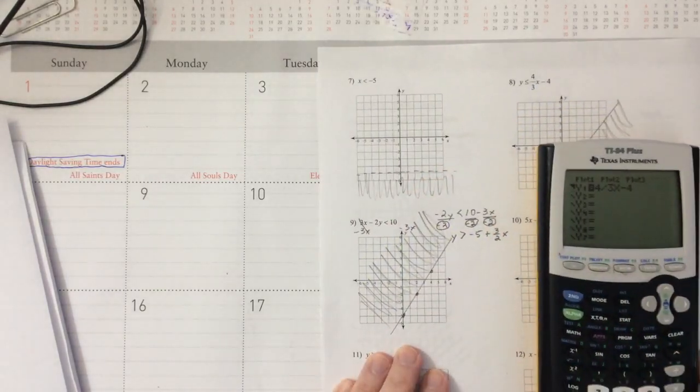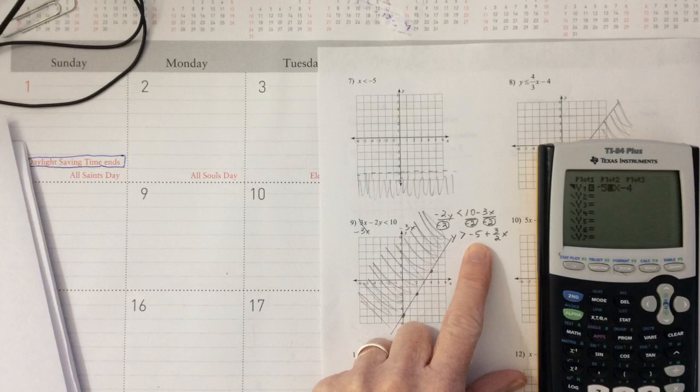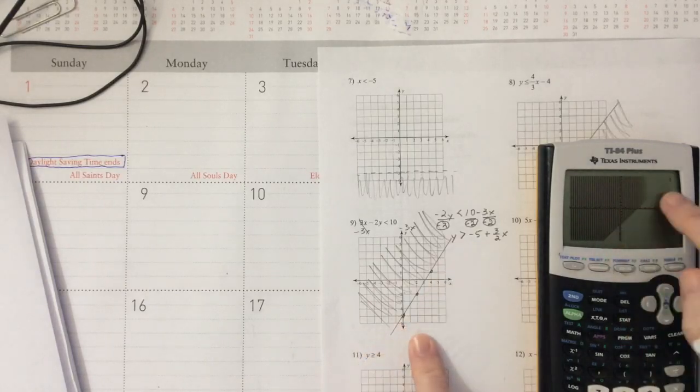And let's see if that's correct. So we're going to put in -5 plus 3 divided by 2 x. Hit graph. And there's our graph. That's perfect.